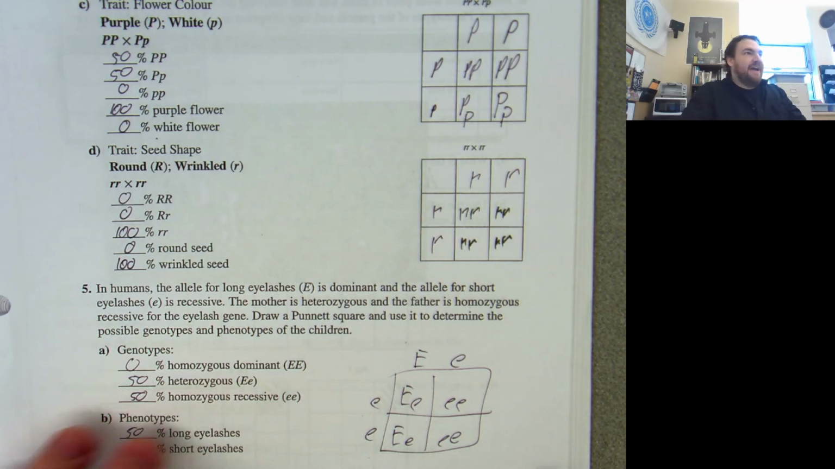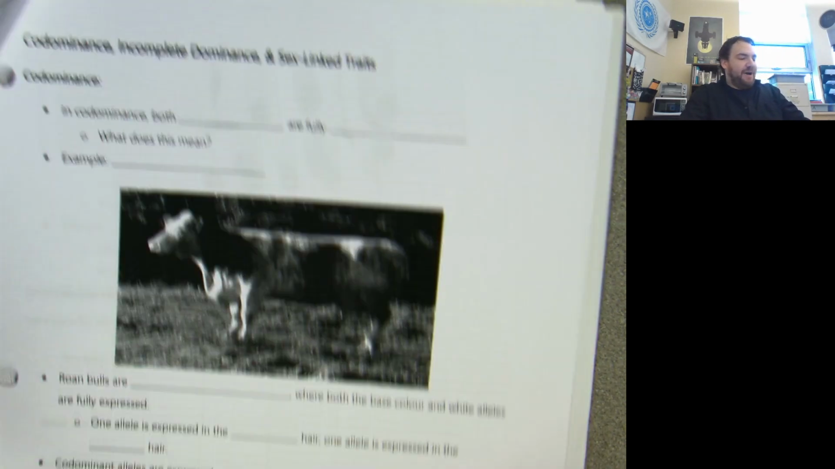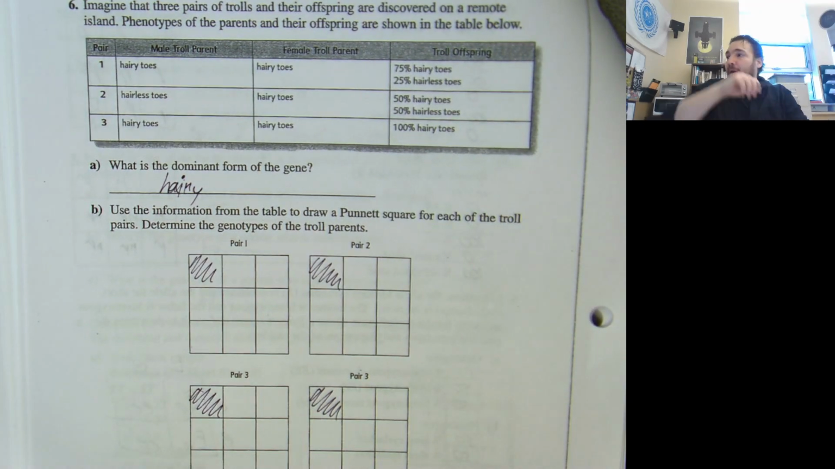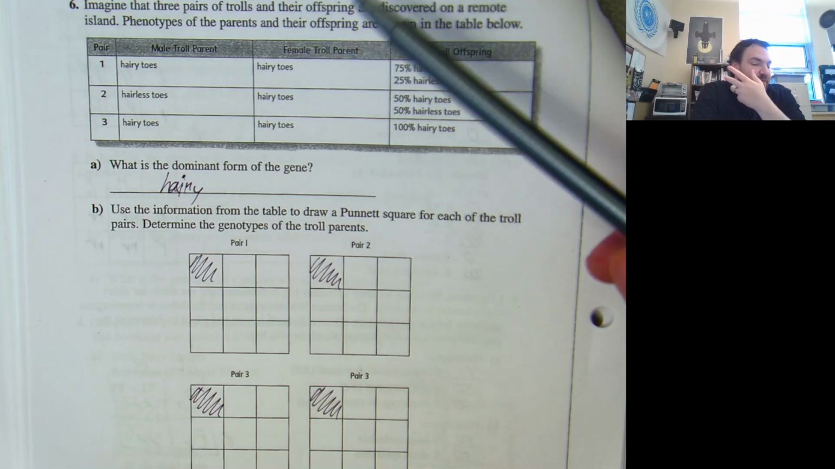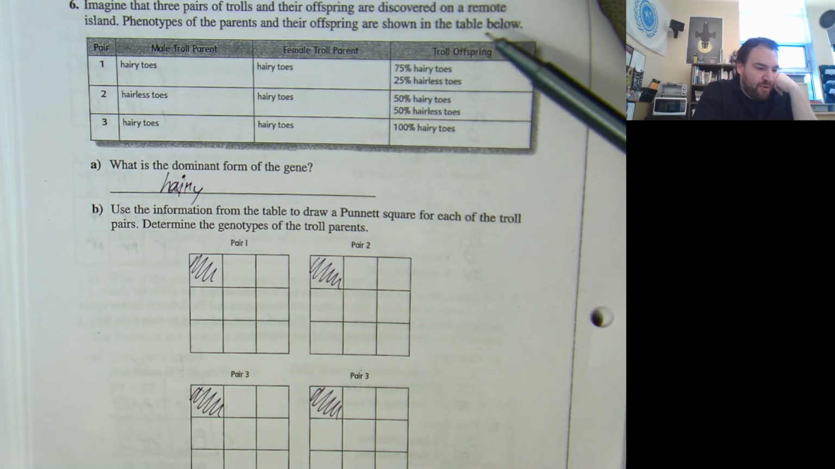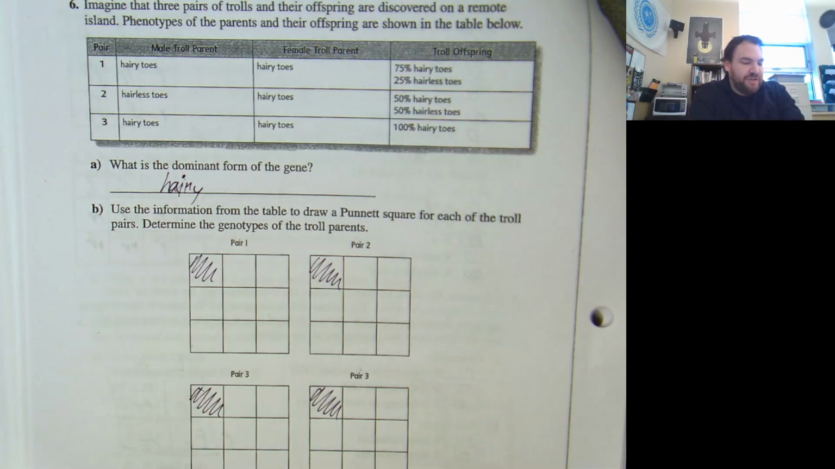Okay, and then I heard comments at the beginning about the hairy toed trolls. Let's talk about some trolls. So this is where I got to this morning, as you guys were coming in. I didn't get a chance to finish this, so let's talk about it. Imagine three pairs of trolls and their offspring are discovered on a remote island. Phenotypes of the parents and their offspring are shown in the table below.